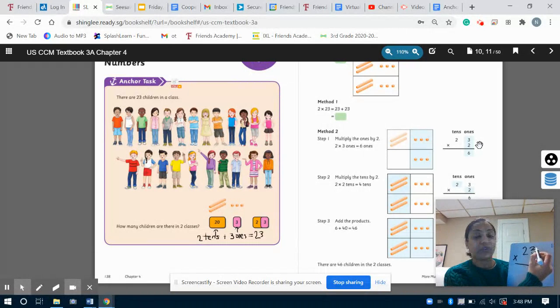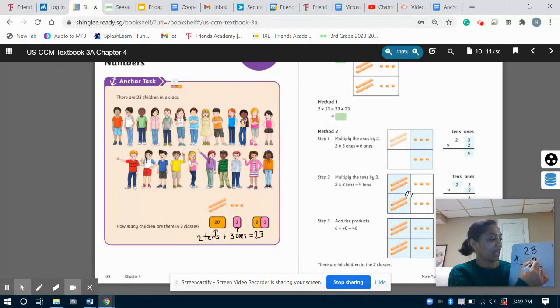Okay, so the first thing you can see here, step 1, multiply the ones by 2. So this is the ones column. We can see 3 times 2 is 6. And if you look at the picture, all they're showing you are the ones, the cubes, 3 times 2. Okay, step 2, you're multiplying the 10s by 2. So this is the 10s column, and this is not just a 2, it's really a 20. So 20 times 2, and you can see that in the base 10 blocks.